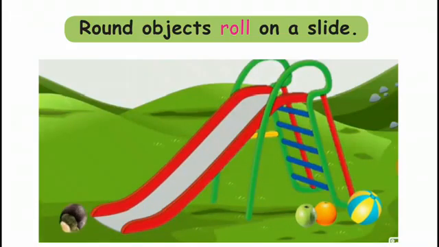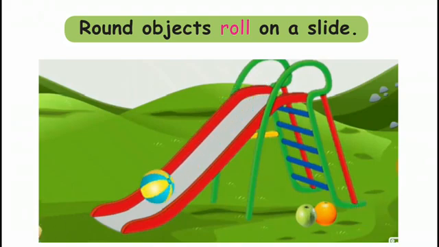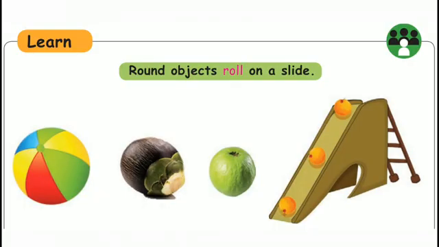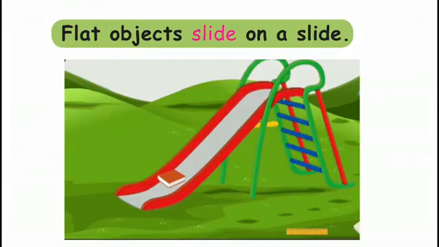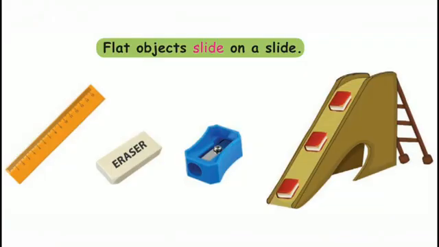The palm fruit is rolling. The ball is rolling. An orange is rolling. The guava is also rolling. Because these things are round in shape. Next, flat objects. Flat objects slide on a slide. The book is sliding. The ruler is sliding. An eraser is sliding. The sharpener is also sliding. Because these objects are flat in shape.